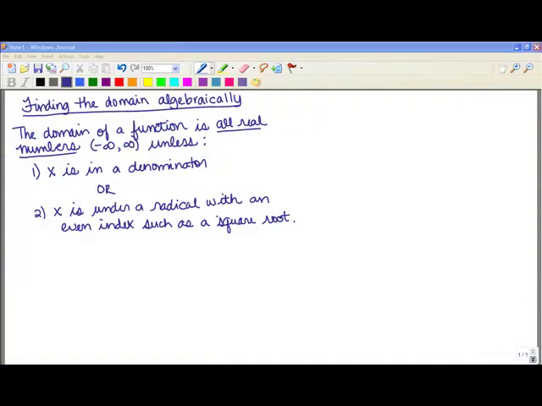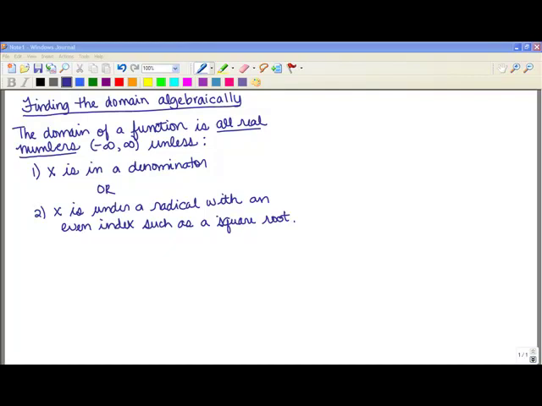In this video, we'll take a look at how to find the domain of a function algebraically. I have a statement written here. The domain of a function is all real numbers, which is abbreviated as negative infinity, comma, infinity, unless x is in a denominator or x is under a radical with an even index, such as a square root.